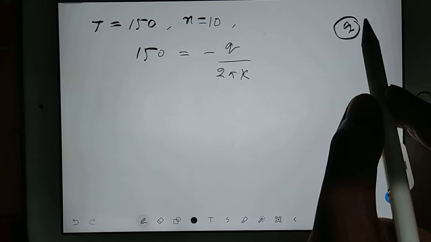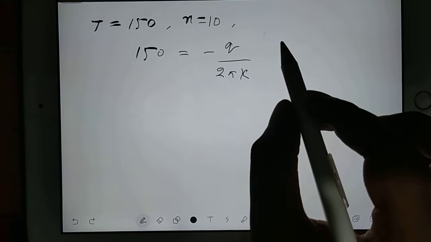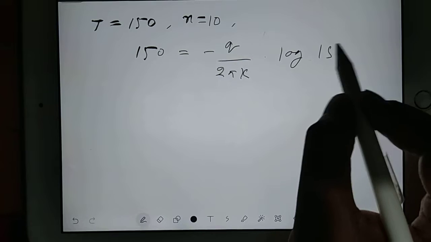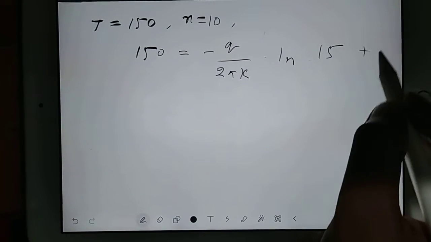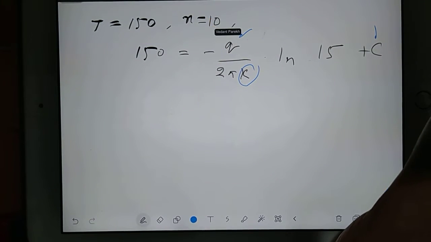So this time Q became another parameter to find out. Q value is not given. Anyway, into this log 15, ln 15. This log is natural log ln and plus constant. Of course, this K value is given, but this Q and this C is not given.